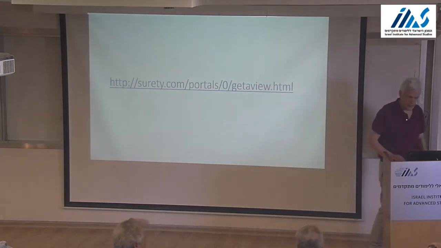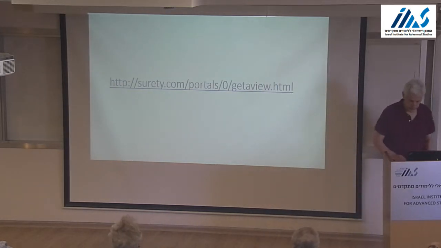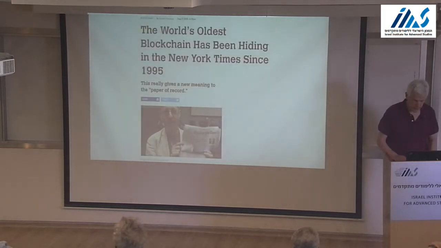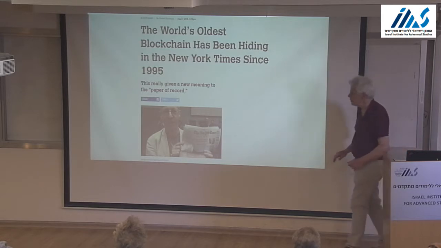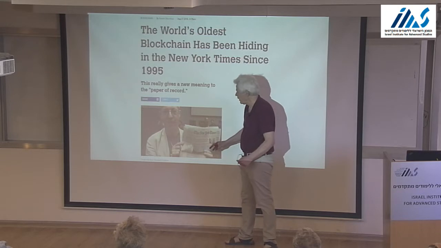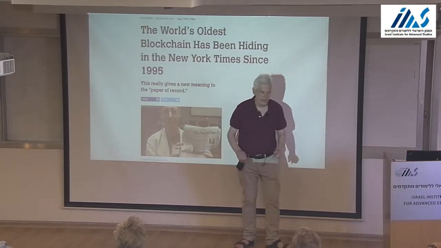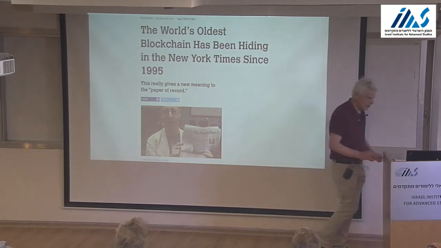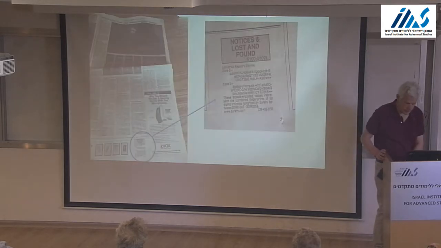And how is it published? How is it published widely? Here's the answer. They publish in the New York Times. This is Stu Haber himself, and they publish an ad in the New York Times with the most recent hash. And I'll show you something I did. I think January or February. We can find the date.